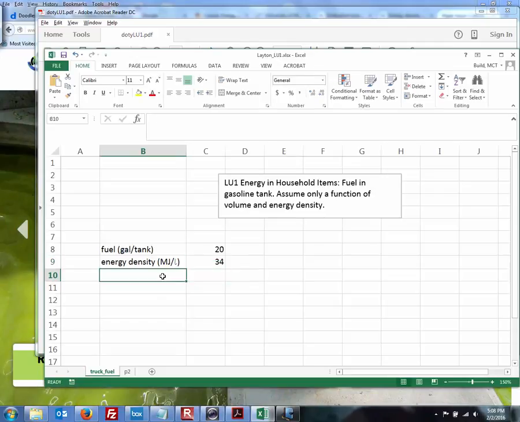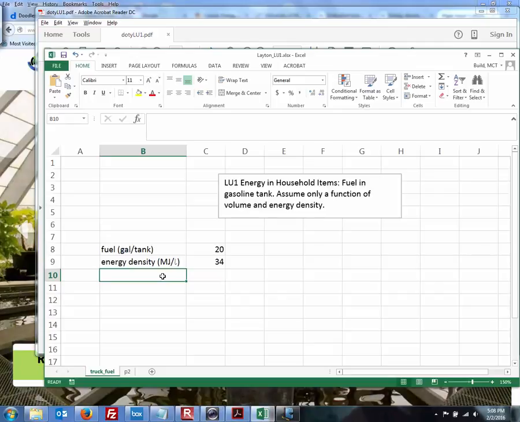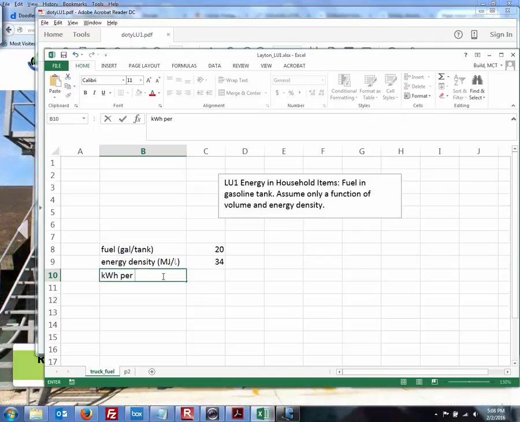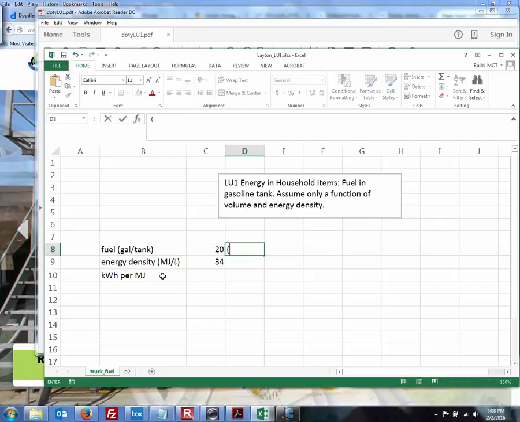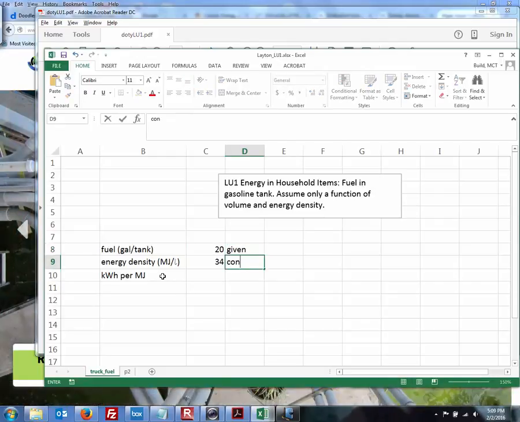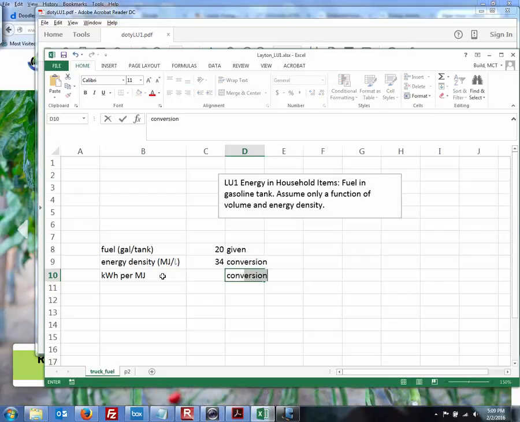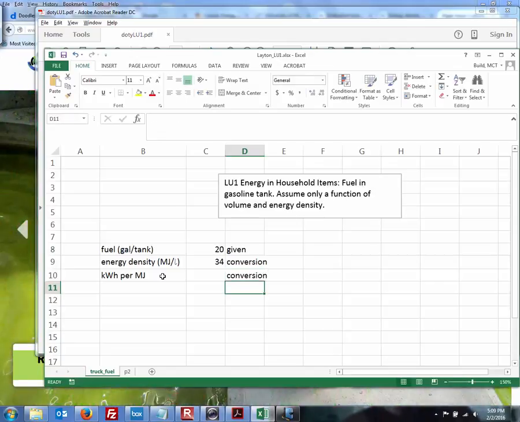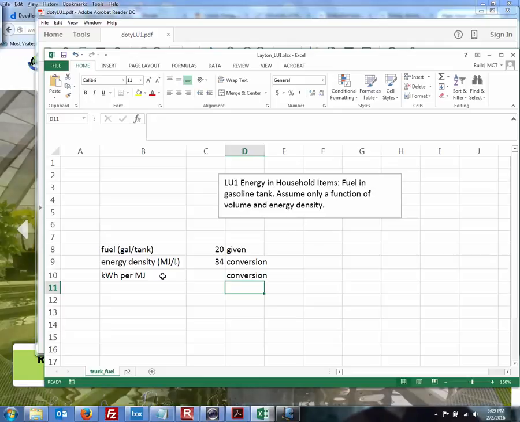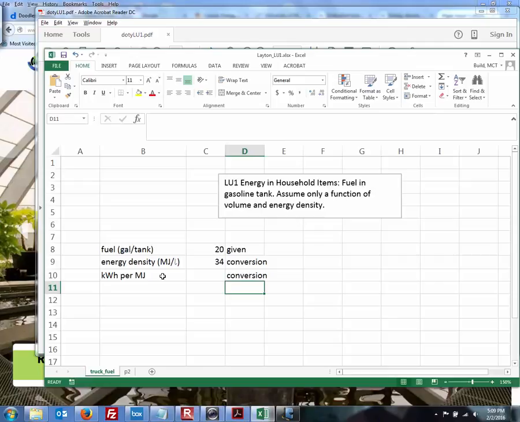And now we're going to do kilowatt hours per megajoule. We can write this as given. We can write this as conversion. Do you want us to put cite where we got these? It'd be nice. Yeah, do it for my benefit, but do it for your own too. If you go back and wonder, was that an unreliable source, or did I just miscopy it? Right.